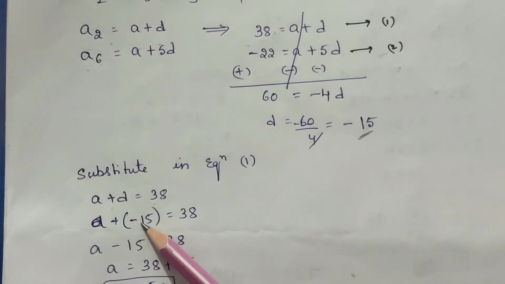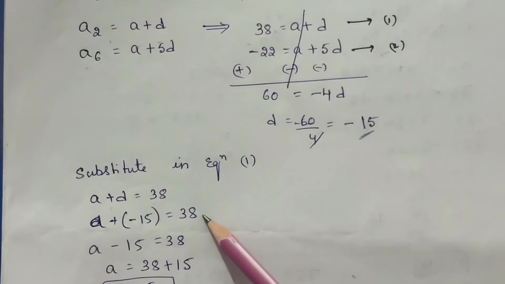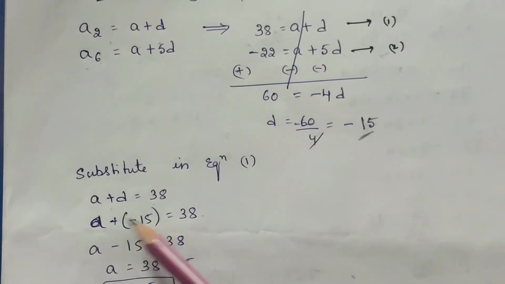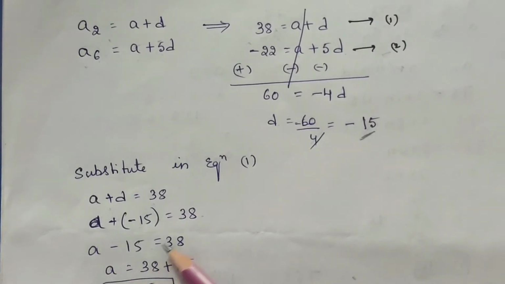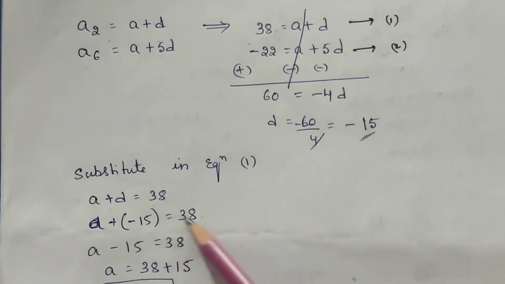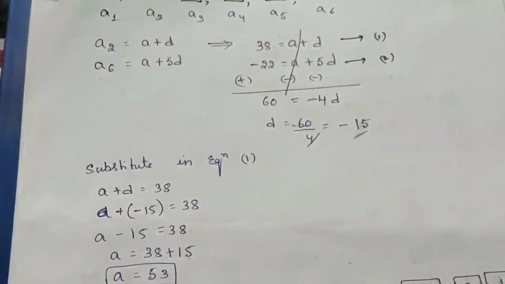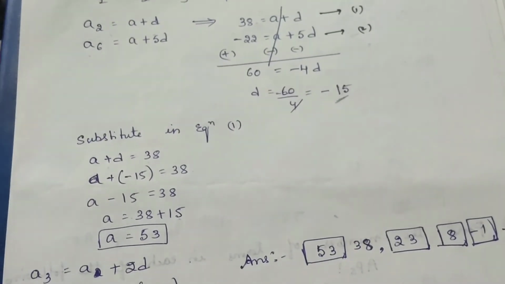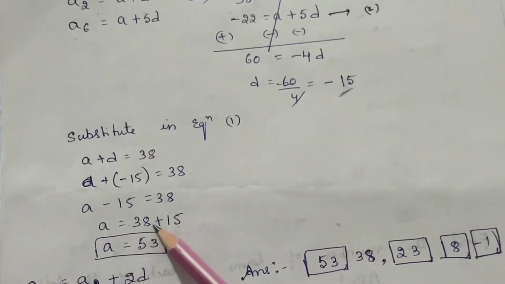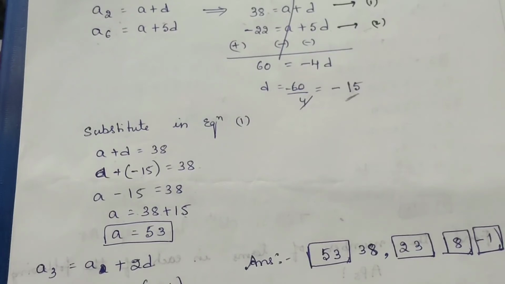Substitute the value of D as minus 15. Then A plus minus 15 is equal to 38. Plus into minus is minus. A minus 15 is 38. Then A is equal to, shift this minus towards the right side, it will be plus 15. That is A is equal to 38 plus 15. Then A is equal to 53. Now you know the value of A, you know the value of D. You can easily find out the rest of the terms.